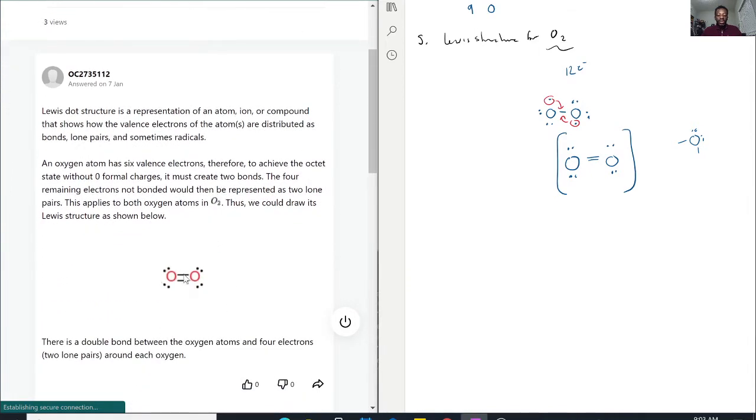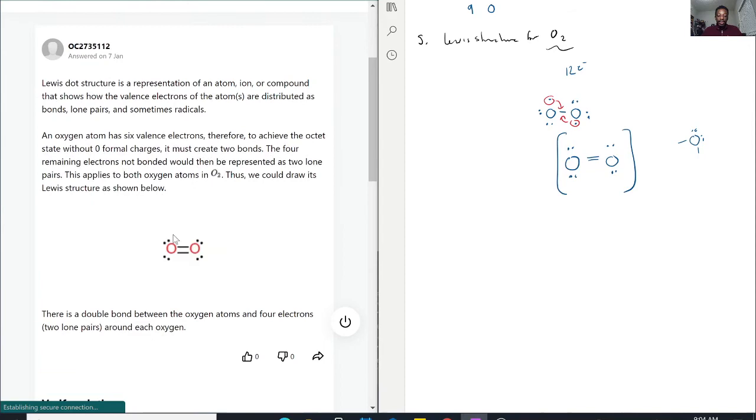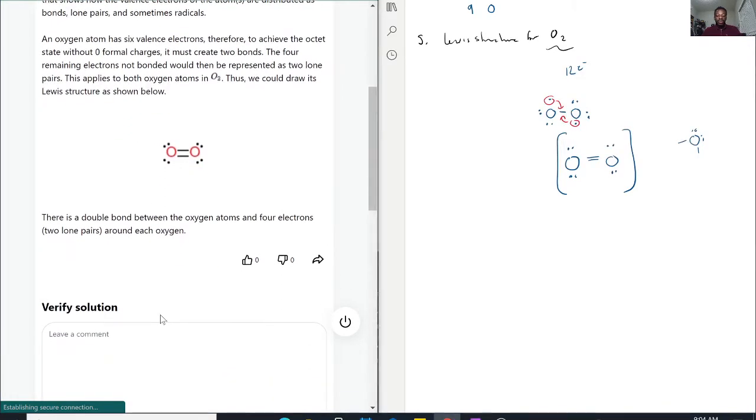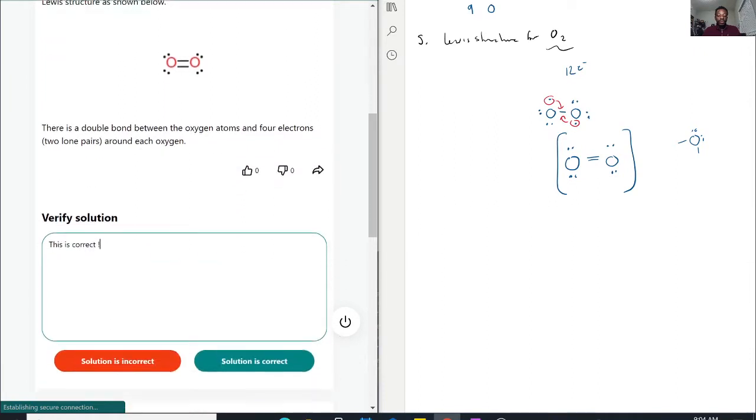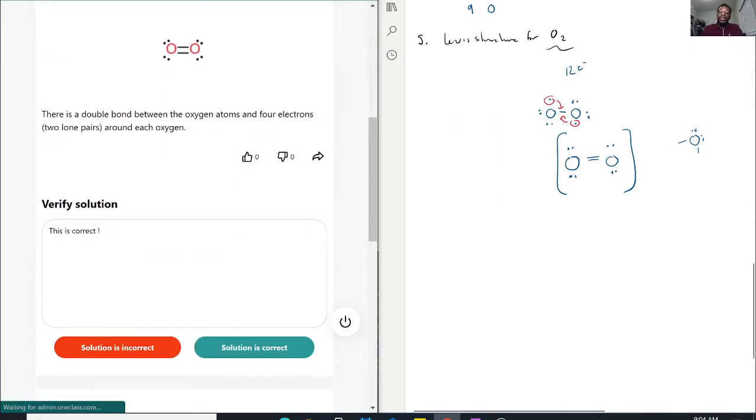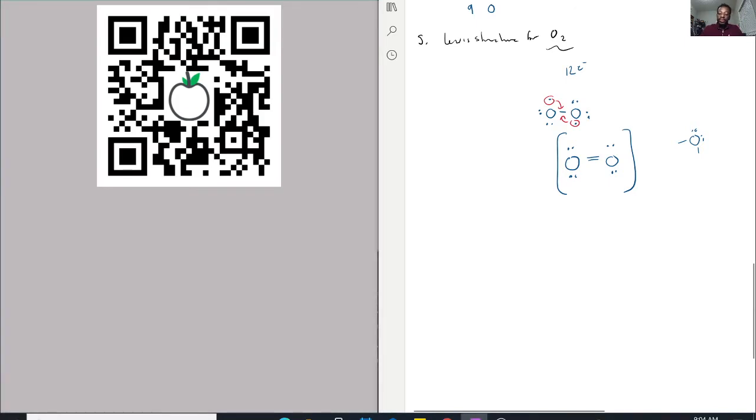And there we have it. There's a double bond there, and it has 2 lone pairs on each oxygen. So this is correct. Now let's move on to question number 6.